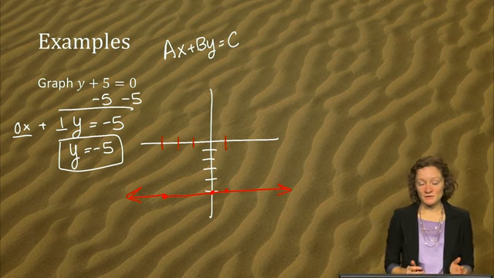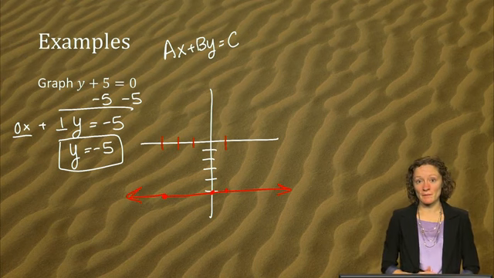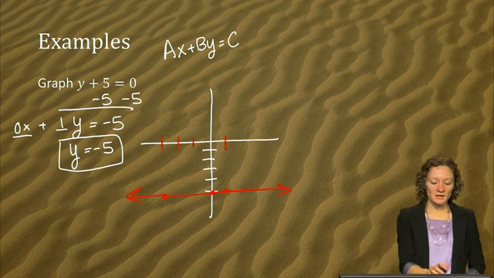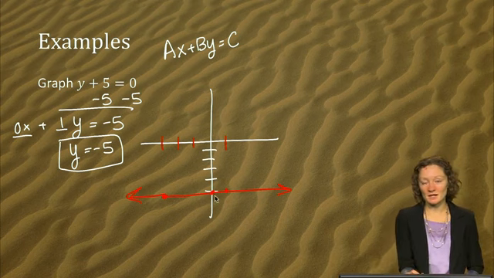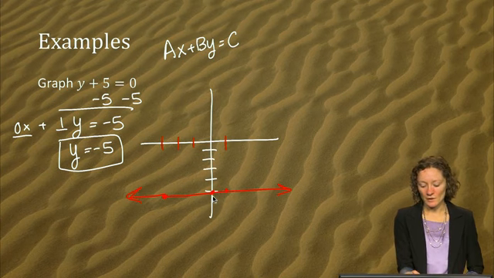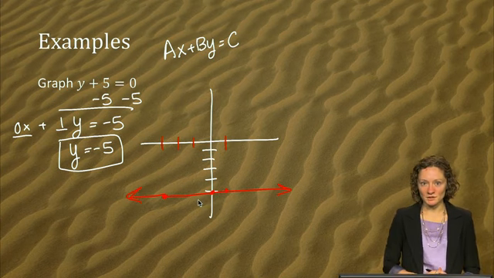Now the directions, if the directions just say graph, you choose what method you want to use. If they say use intercepts, then that's what you should do. You wouldn't be presented a question like this and asked to graph using intercepts because it's not really possible. You get one intercept, but that doesn't give you the line.